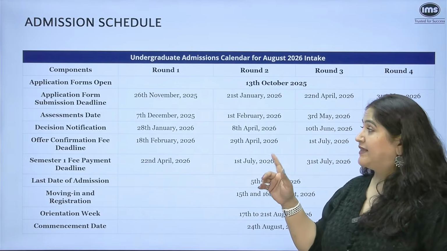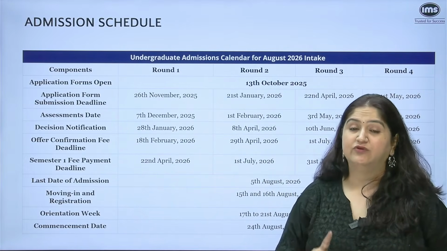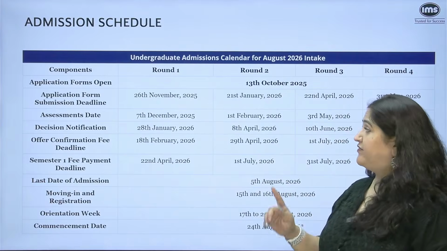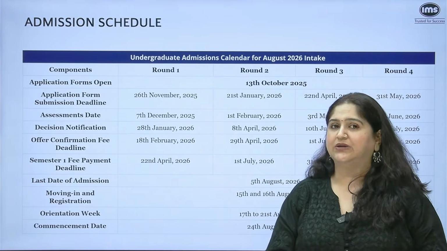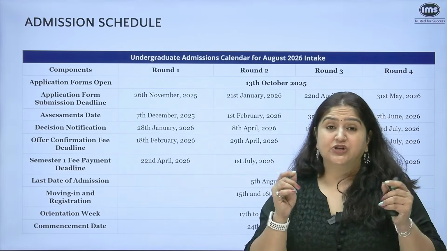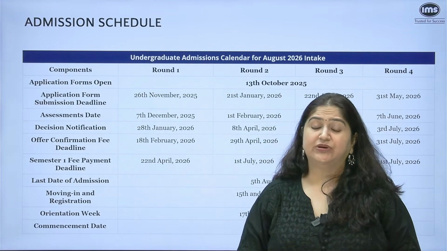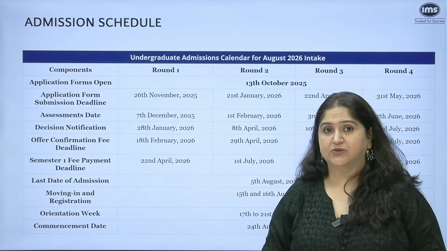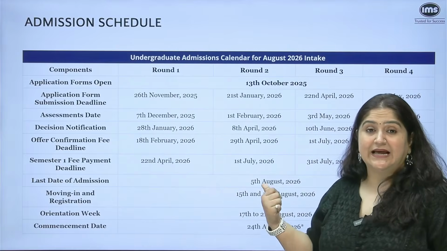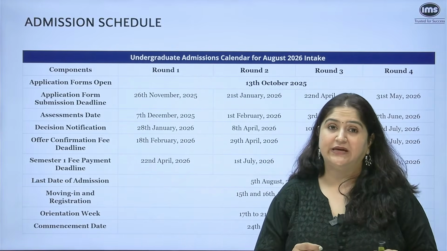The round one assessment date is on the 7th of December, which is a Sunday, and consecutively everything is falling on Sundays, ensuring that you're able to take that particular assessment. Ashoka Aptitude Test is mandatory irrespective of whether you are submitting your SAT or ACT scores. Ensure you check the deadline and submit the application.